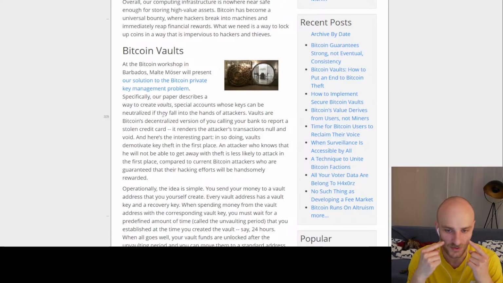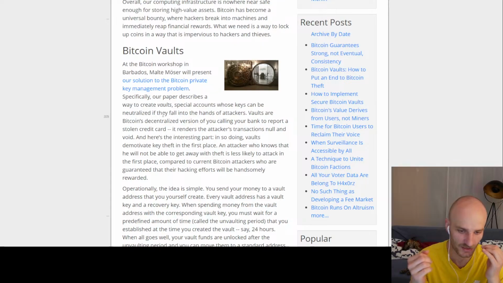And here's the interesting part. In so doing, vaults demotivate key theft in the first place. An attacker who knows that he will not be able to get away with theft is less likely to attack in the first place, compared to current Bitcoin attackers who are guaranteed that their hacking efforts will be handsomely rewarded.